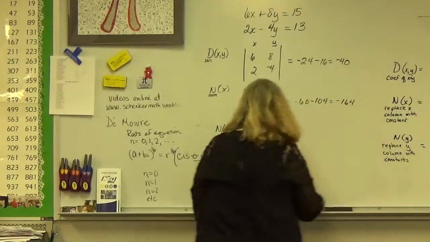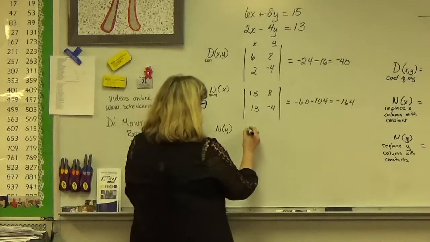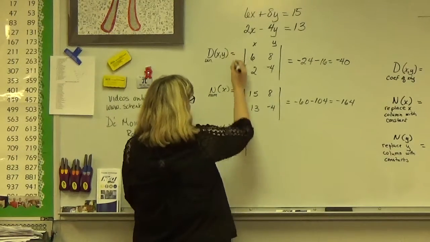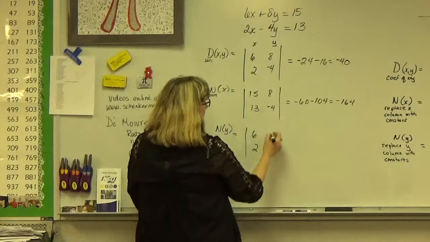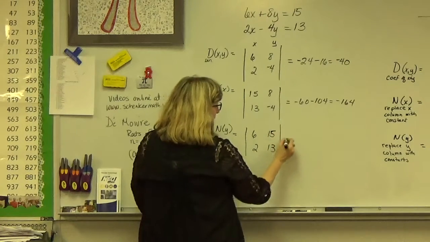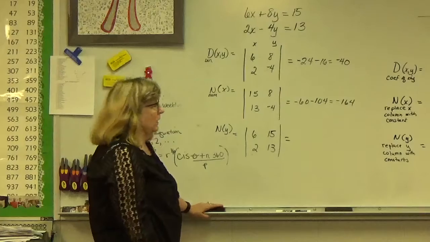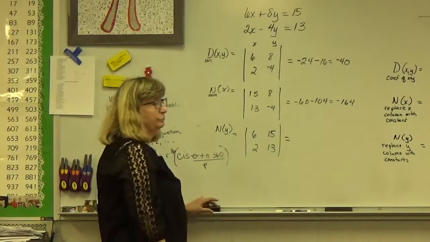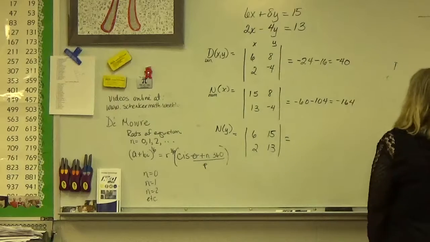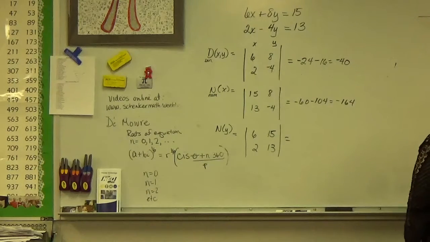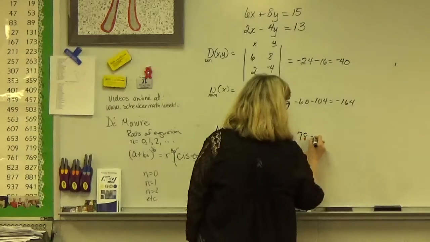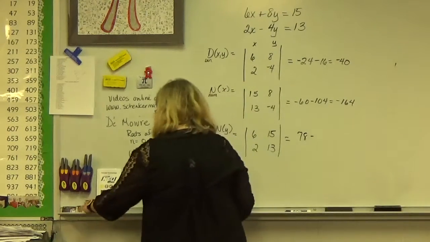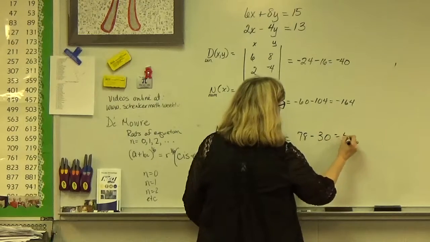Okay, numerator for y. What do we do to find the numerator for y? Replace the y column with the constants. So the x column goes back to the way it was, and the y column now is 15 and 13. Okay, so we go to Aaron. You get to do the evaluation there. So it would be 78 minus 30. So that ends up being what, 48?